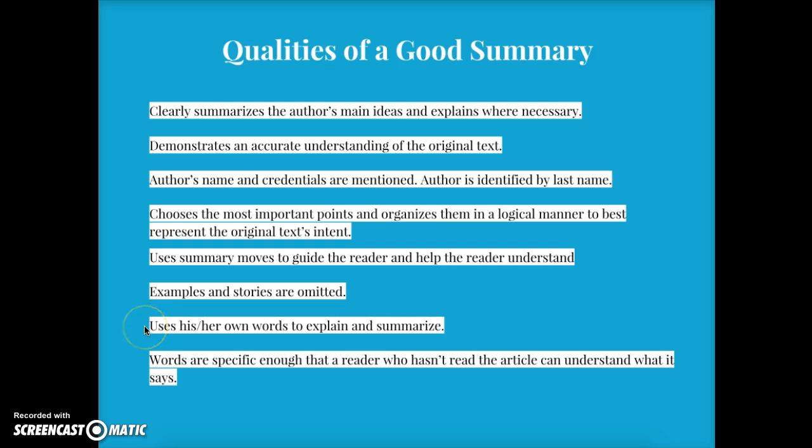It should be written in your own words, and the words should be specific enough, and this is a good goal for a summary, that someone who has not read the article can understand what it says based on just what your summary says. They can get the main idea of the chapter or the article. And really, you can summarize Pollen's chapters in one paragraph or less. You can, as long as you get the most important points.